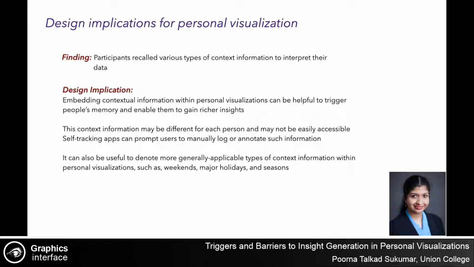And embedding contextual information within personal visualizations can be helpful to trigger people's memory and enable them to gain richer insights. But this context information may be different for each person and it may not be easily accessible. So self-tracking apps can prompt users to manually log or annotate such information. And based on the context types that participants recalled in our study, we think that it can be useful to denote more generally applicable types of context information within personal visualizations, such as weekends, major holidays, and seasons.